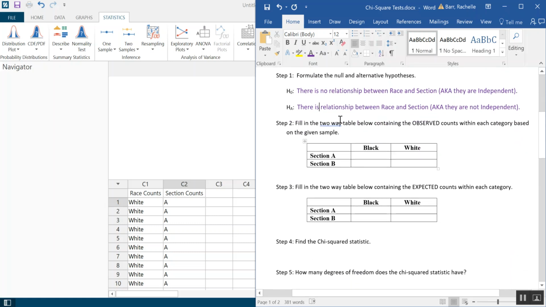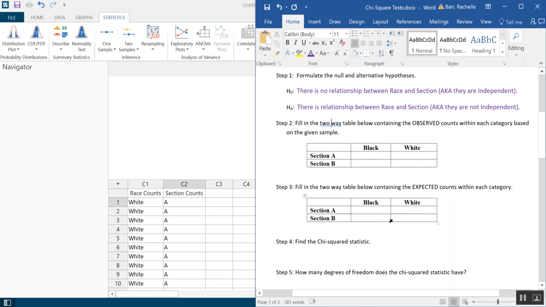Okay, so the first thing we're going to have to do is create a count table, or a two-way table, of the observed counts, because I have raw data here. I have the person's race and what section they were visiting. So I would have to fill this in. Now, if your data is really, really large, you don't want to count this by hand. So we really don't want to do that.